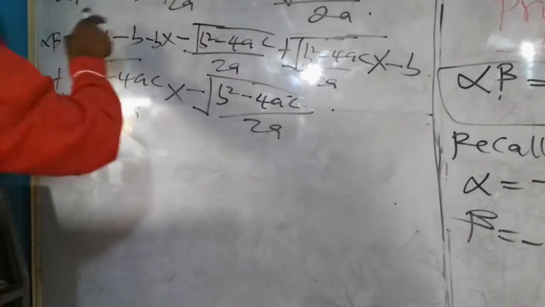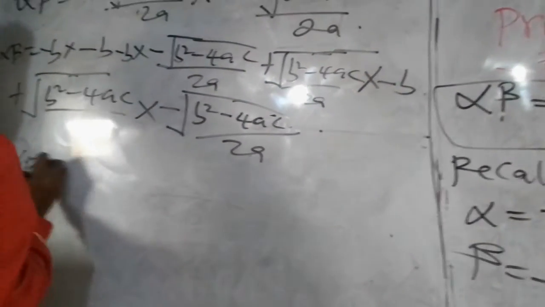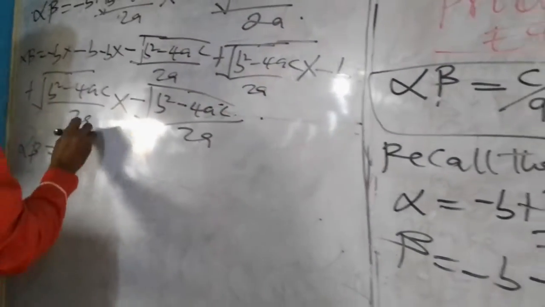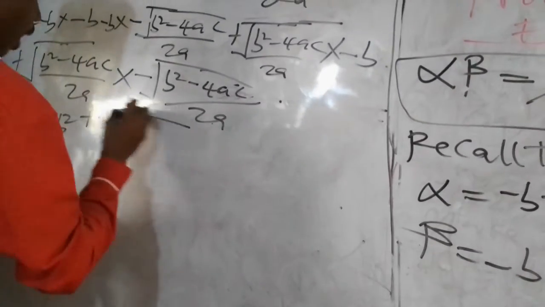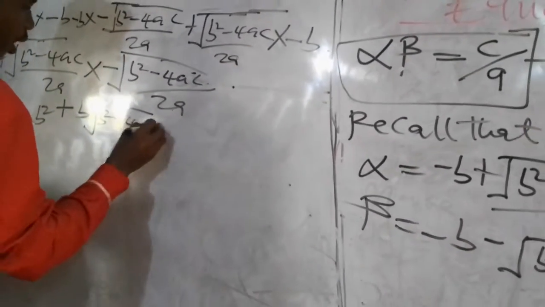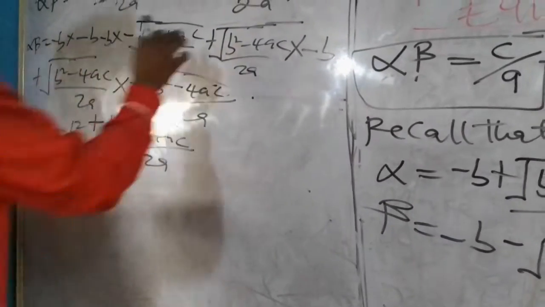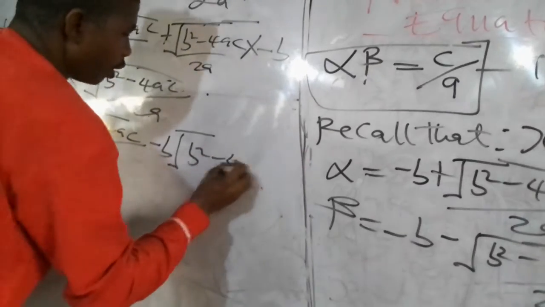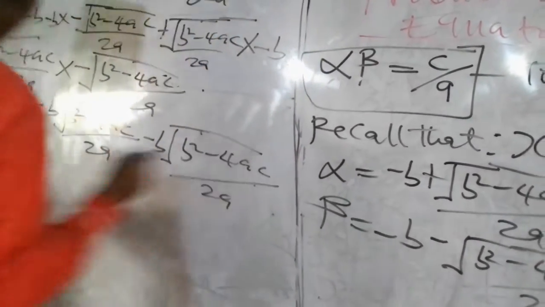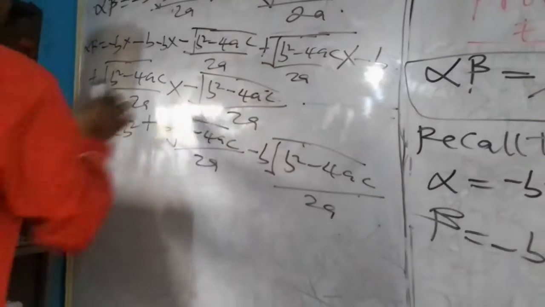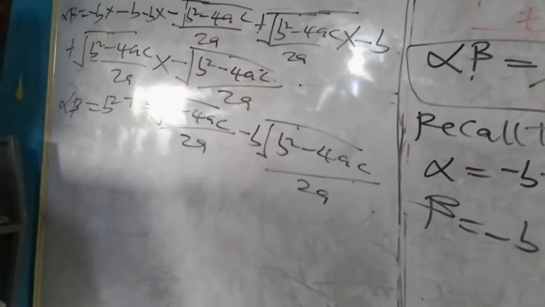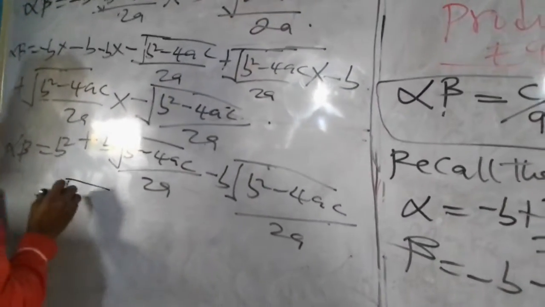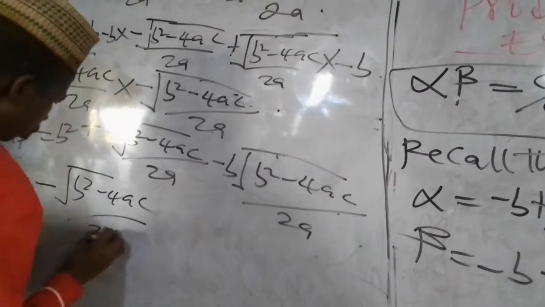In this case, we have minus and minus, that is plus. Alpha beta now equals minus and minus, that is plus. B times B is B squared, and minus and minus is plus B square root of B squared minus 4AC all over 2A. Then minus times B gives minus B square root of B squared minus 4AC all over 2A. We are left with this: plus times minus is minus, so plus minus square root of B squared minus 4AC all over 2A.